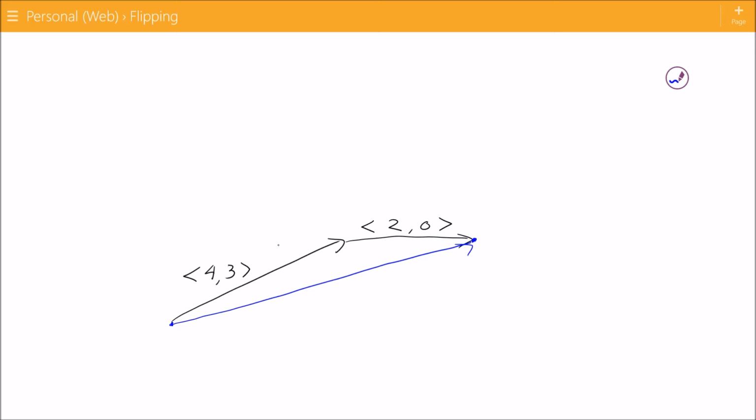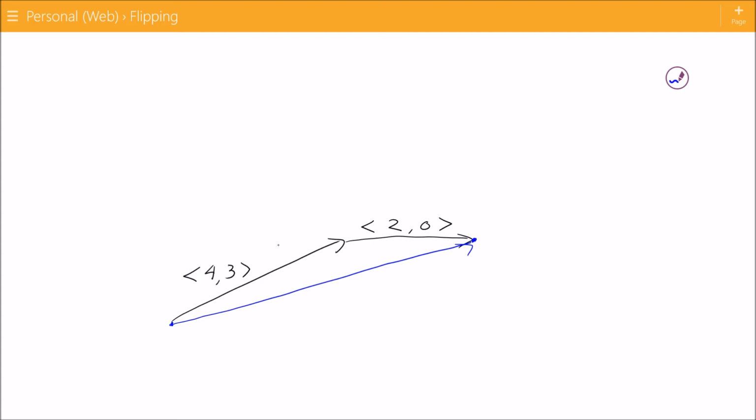Using the head to tail method, we know that we can combine these geometrically if we graph them out, and then we've got this. But you know what? That is a little bit more time consuming than we would ideally like. We like something a little bit more direct. We can do that. I've got the components here for my two vectors. I've got this 4, 3. I've got this 2, 0.